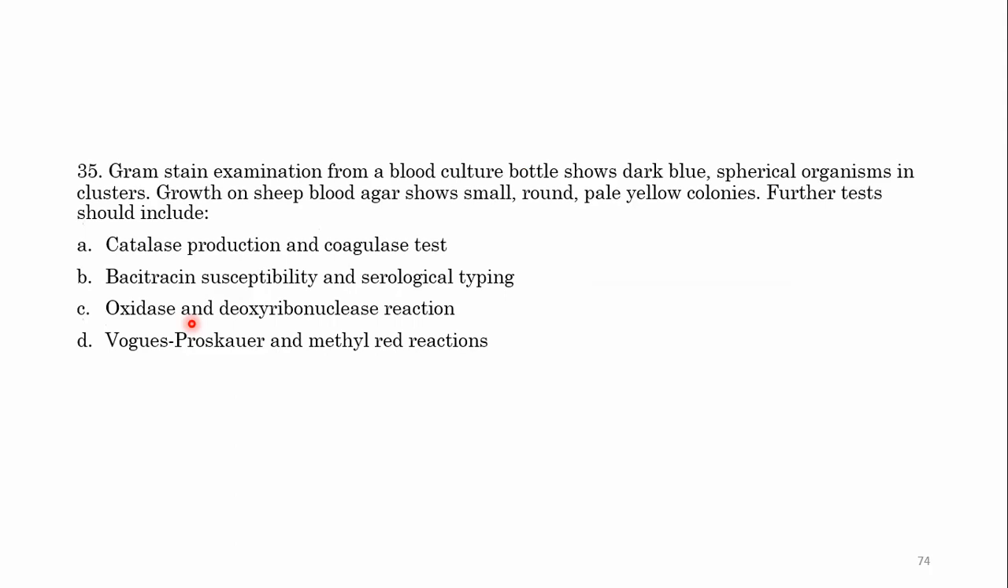Number 35, Gram stain examination from a blood culture bottle shows dark blue spherical organisms in clusters. Growth on sheep blood agar shows small, round, pale yellow colonies. Further tests should include A, catalase production and coagulase test, B, bacitracin susceptibility and serological typing, C, oxidase and deoxyribonuclease reaction, D, the Voges-Proskauer and the methyl red reactions. The correct answer is letter A, catalase test and coagulase test.